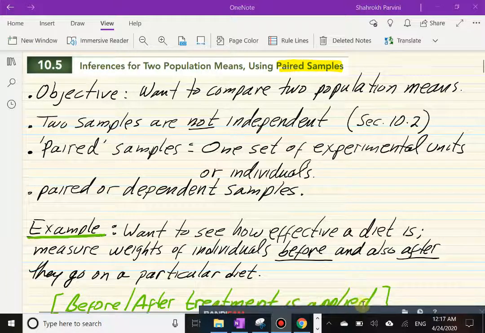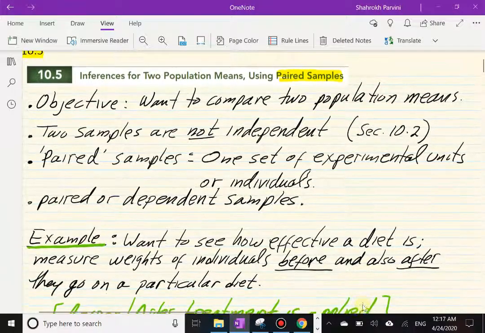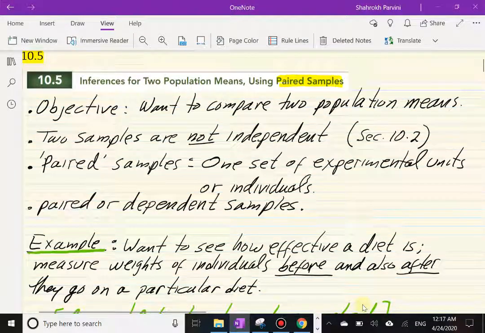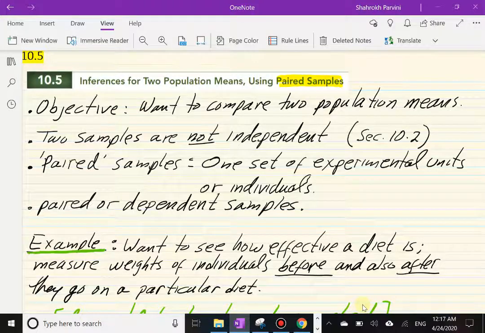In section 10.5, this is going to be the last section of chapter 10 for us. So we skipped over sections 10.3 and 10.4, by the way. The last section we covered prior to this lecture was section 10.2. Now in section 10.5, we're going to do something that we've done earlier in section 10.2. That is, we would like to again make inferences for two population means.